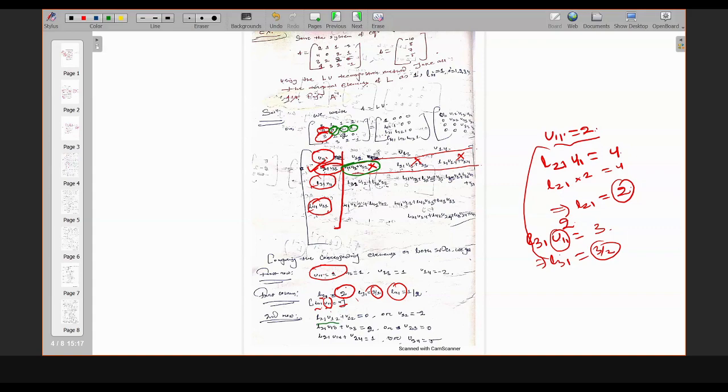So that's why I had written here L21 U12 plus U22 is equal to 0. Then from this you can find U22, because L21 and U12 you already obtained. You can see L21 and U12, these are the known values, and the unknown is U22. Then you can get minus 2 here.